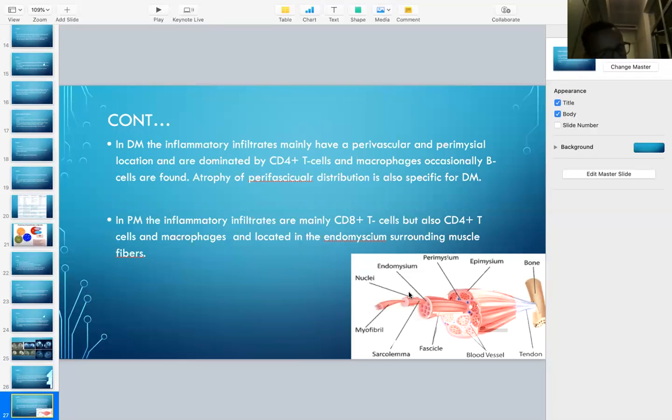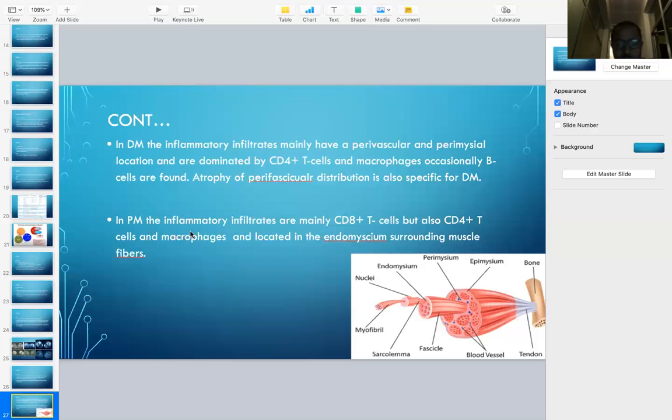The other subsequent findings can give you a clue to which specific subgroup of myositis it is. In dermatomyositis, inflammatory infiltrates mainly have a perivascular and perimysial location and are dominated by CD4 cells and macrophages. Occasionally, B cells can be found, and atrophy in a perivascular distribution is also specific for dermatomyositis. This is the perimysium and perivascular area, and this is the area where you will find atrophy, especially perivascular atrophy, which is very specific for dermatomyositis with a specificity of greater than 90%.